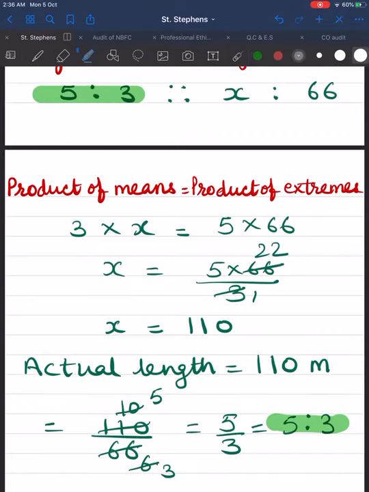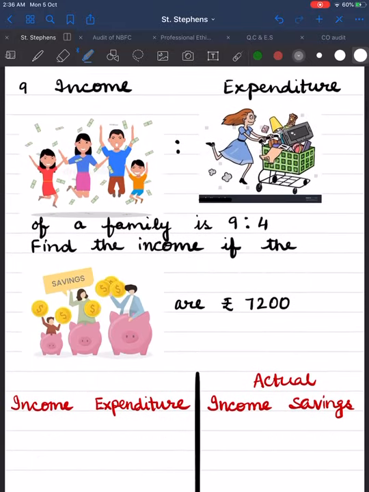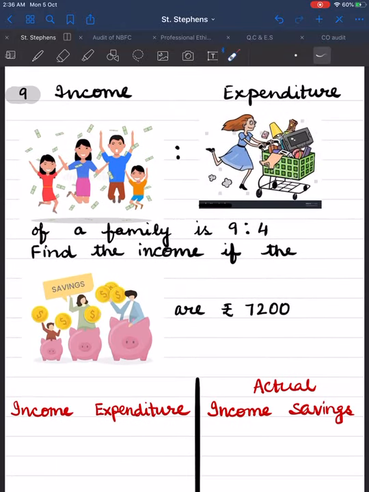Now let's do question 9. Now the ratio of income to expenditure of a family is 9:4. Find the income if the savings are rupees 7,200. So here we are given ratio of income to expenditure as 9:4. So let's write. Now we are given actual savings which are rupees 7200 and we have to find out actual income. So let's suppose it is X rupees.